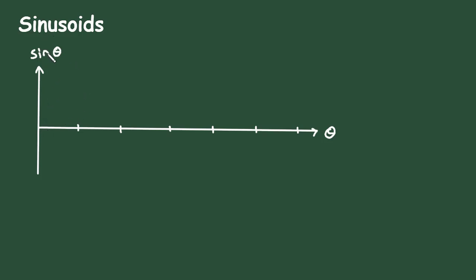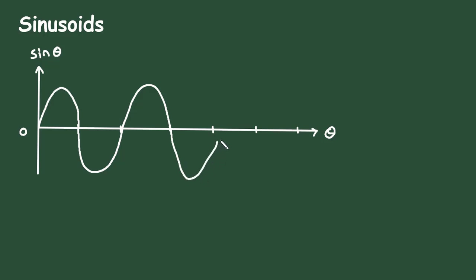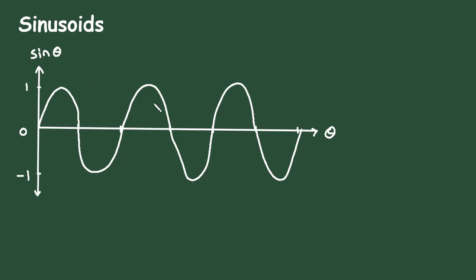Now, the sine function starts from this 0 point. So, it will look something like this. This is a sine waveform. Now here we can see this maximum value is 1. And here on this negative side, this minimum value is minus 1. So this is how sine waveform looks like. The maximum value here will be 1 and the minimum value here will be minus 1.